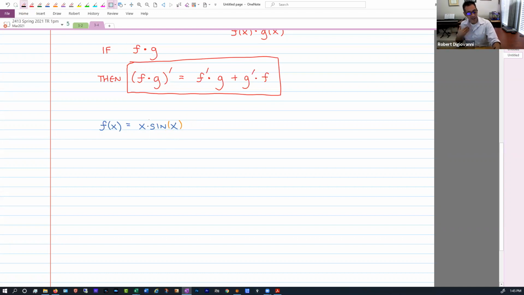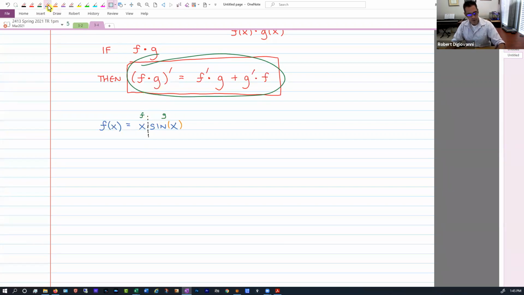Okay, so what I like to do, and I've been doing this forever, is I like to draw a dotted line between the two things that are being multiplied. And then I just figure out what I'm going to call each one of these. So I want to use this formula, and I'm going to label this as my f, and this is going to be my g. Forget the fact that this whole function is called f. I'm just calling this f and g so I can use the formula. All right?